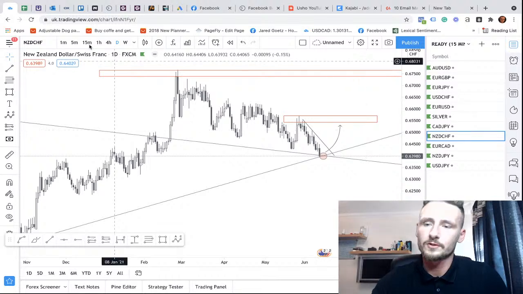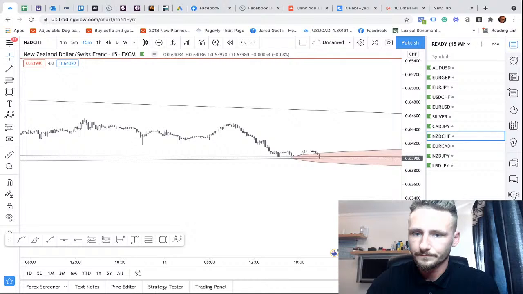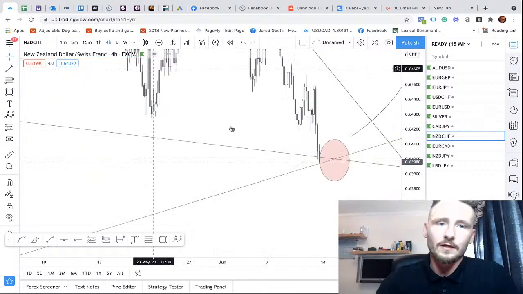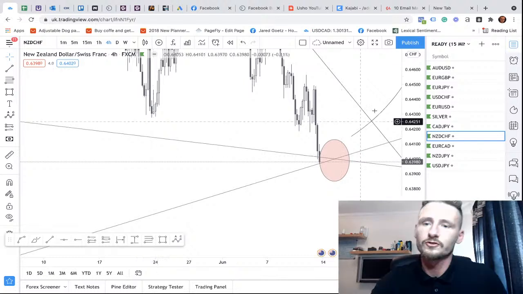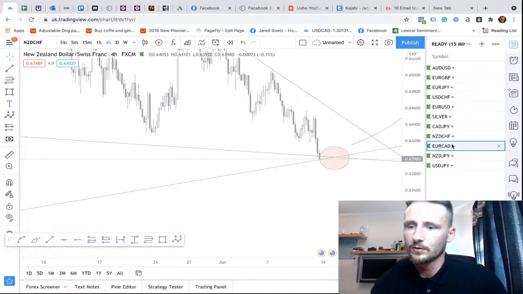And if we go down to the 15-minute, you'll be able to see this area in red is the area of interest, and that is where we will be looking to take that trade up, and we do anticipate breaking out of that bearish trend line. So EuroCAD and NZD-JPY.